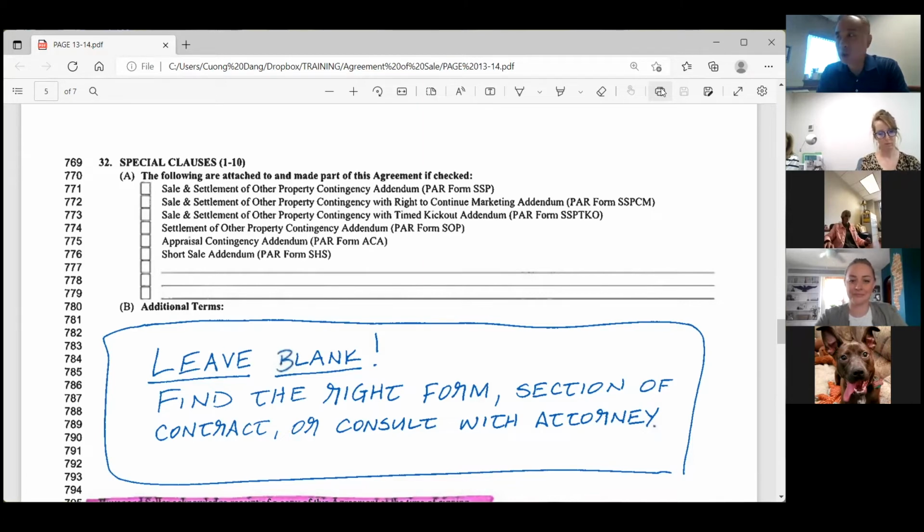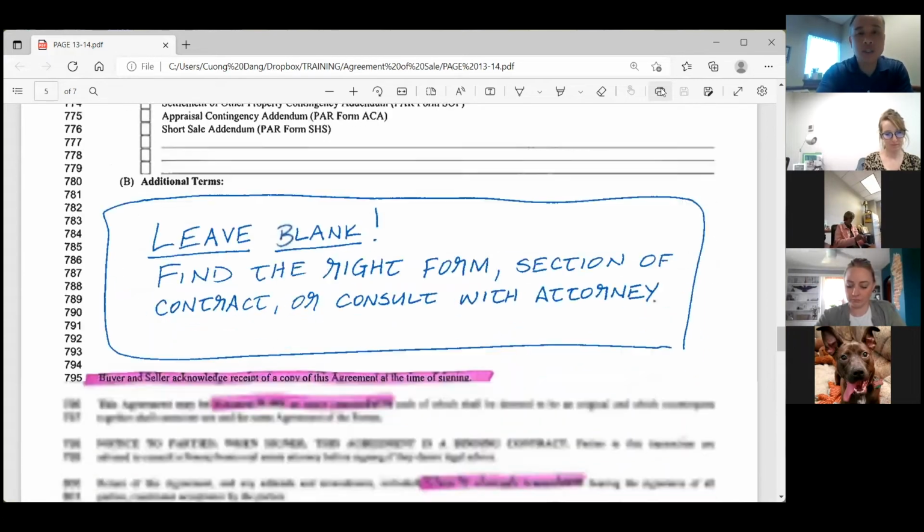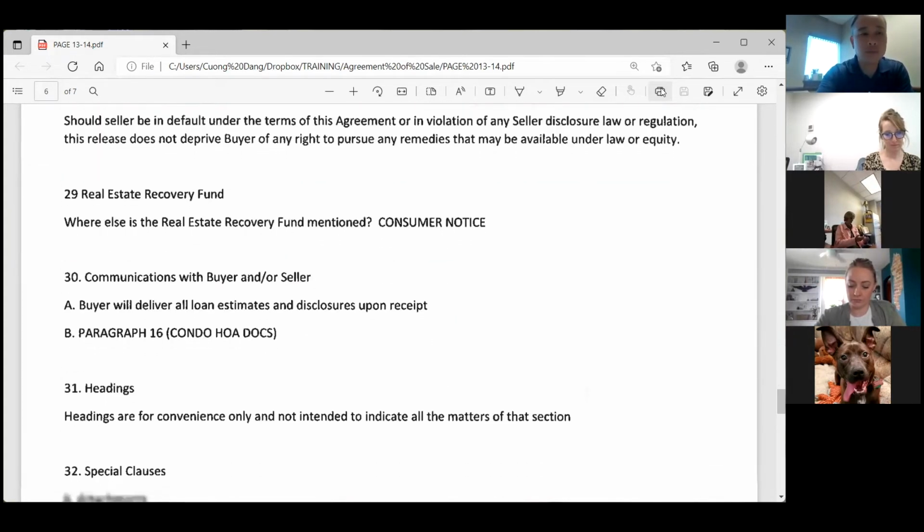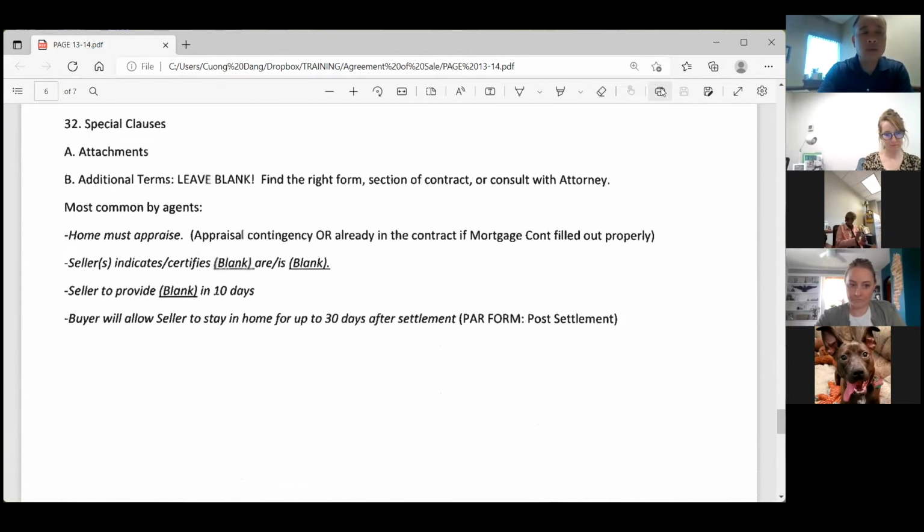Part B, additional terms, and I wrote in there, leave blank. Find the right form, section of contract, or consult with an attorney if you feel like you're going to have to write something in. Okay. So what do we always see in that section? Most common by agents, home must appraise. Okay. And I wrote in there, use the appraisal contingency. Or there probably is already one if you filled out the mortgage contingency properly. Okay.